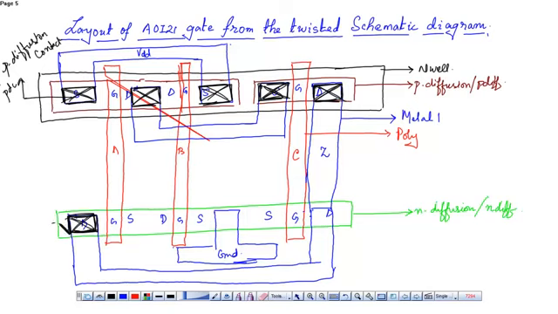This is the N diffusion contact, or the NDC contact. Similarly, okay, after placing the diffusion contacts, you have to place the substrate contacts.